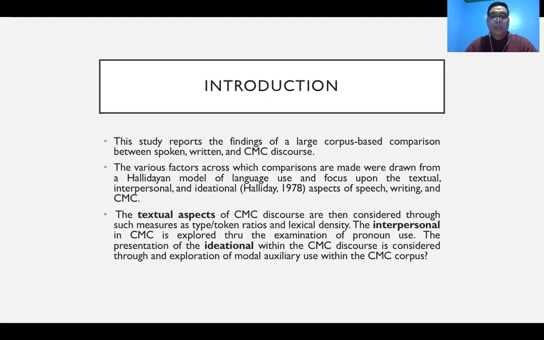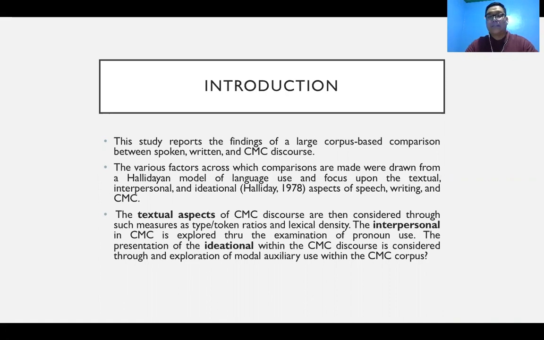The various factors across which comparisons are made were drawn from a Hallidayan model of language use and focus upon the textual, interpersonal, and ideational aspects of language. So this research is primarily anchored on the theory of Halliday in 1978, which centers on these aspects of speech, writing, and CMC. And these are textual, interpersonal, and ideational.